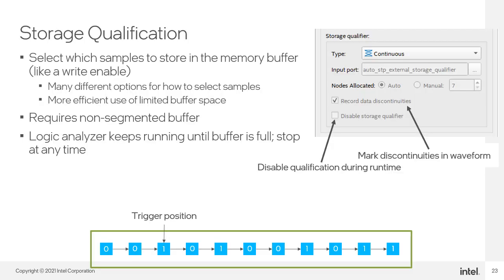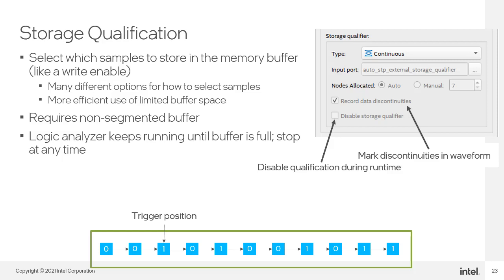The next group of settings are used to set up storage qualification. Storage qualification lets you choose which captured samples should be stored in the buffer, based on several customizable conditions. Storage qualification only works with non-segmented buffers.